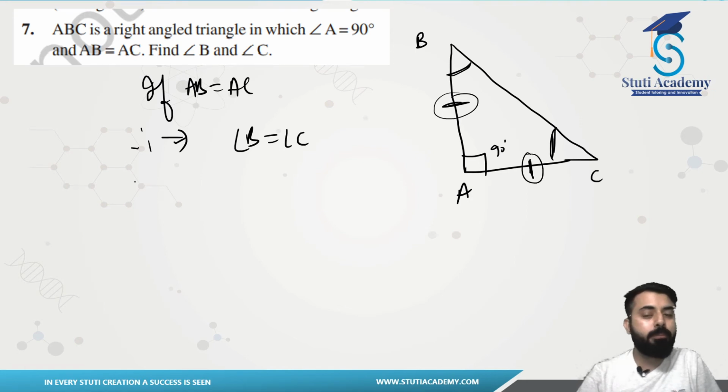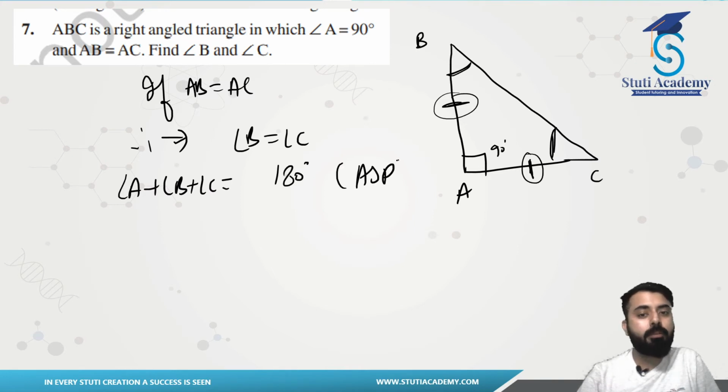So simply you can do this. Angle A plus angle B plus angle C equals 180, by the angle sum property. Angle B and angle C are equal. So can I write it like this? Twice of angle B equals 180 minus angle A, which should be 90.